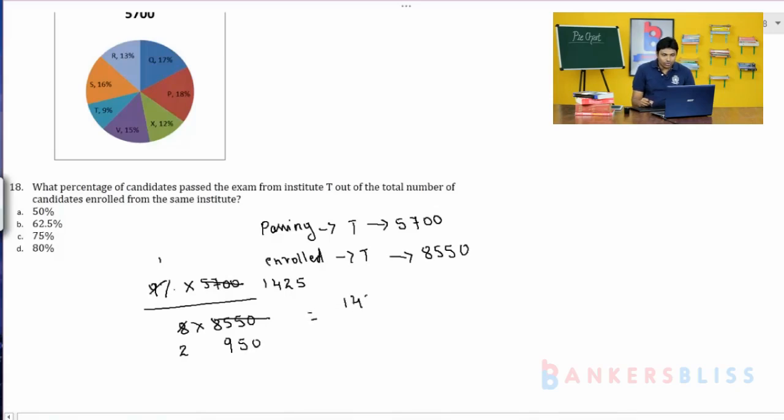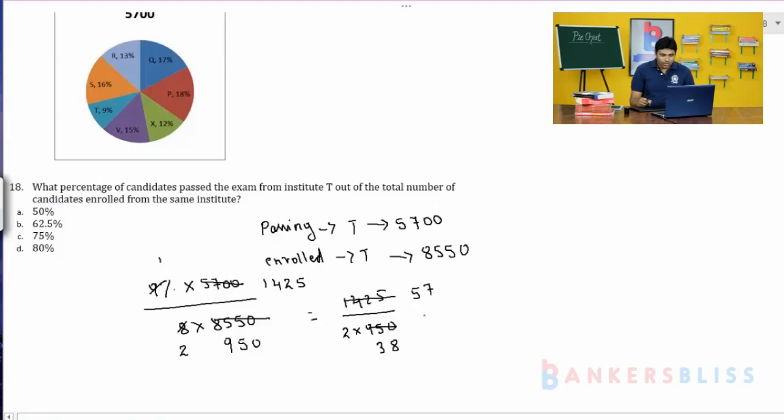So how much did you get in the end? 1425 divided by 2 into 950. Now you simplify 25 and 50. See here the numerator 1425, the last two digits are 25. See the denominator, it is 950, so the last two digits are 50. So both are divisible by 25. 25 5s are 125, 135, 145, so 57. And 25 3s are 75, 25 8s are 200.